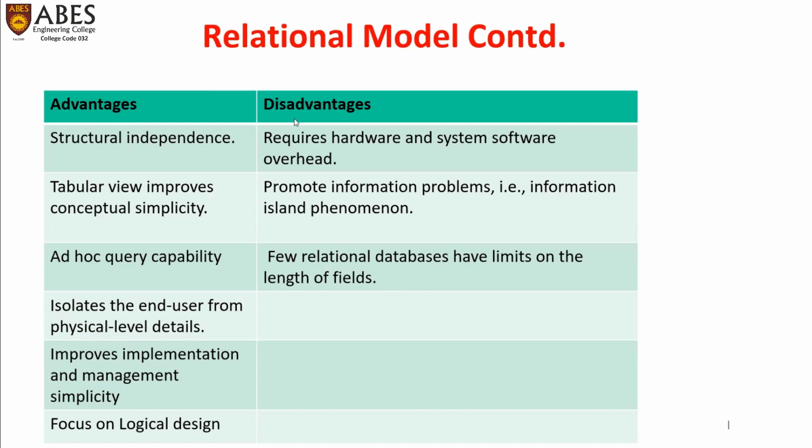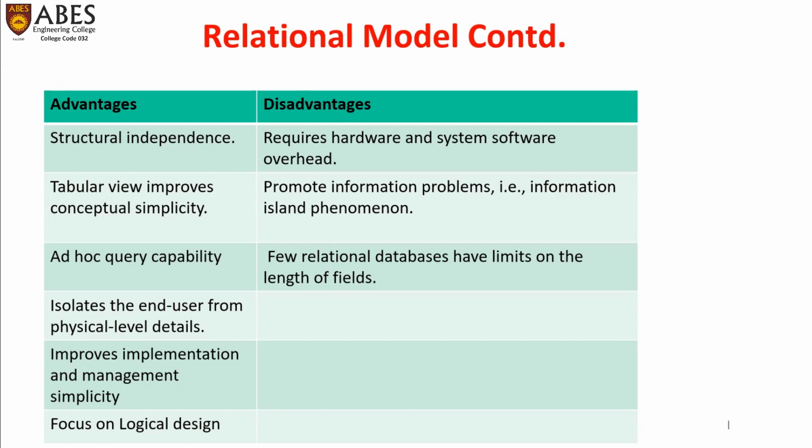So the advantage of the relational model is structural independence. As we saw in the previous network model, there is an absence of structural independence. But the relational model supports structural independence. Means in a network model, it is very hard to modify the structure of your database. But if you are implementing a relational model for any database, then you can easily modify the structure of your database.